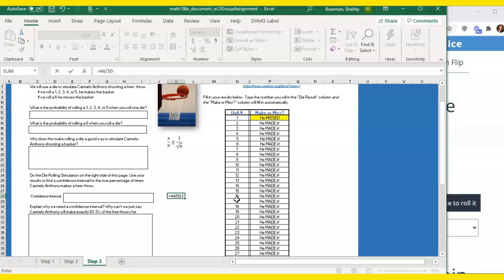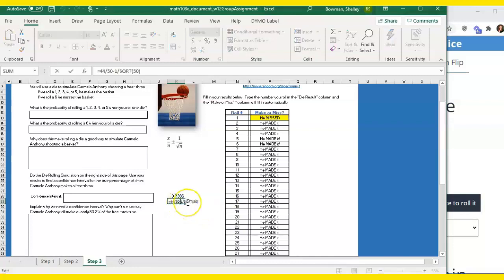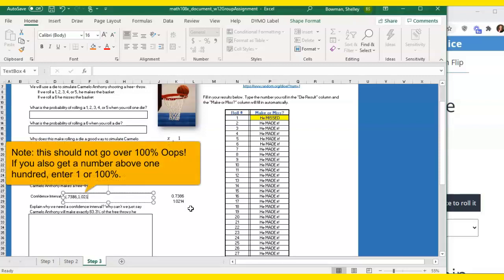We're going to subtract for the lower limit of the confidence interval. 1 divided by the square root of the number that we used for our size, which was 50, and press enter. And then we're going to copy, Control C, and paste, and then just change this subtraction to an addition sign, and that gives me my upper limit. And that is our confidence interval. And then I'm just going to type in 0.7386, comma, 1.0214, close the parentheses, so we went from our lower to our upper.